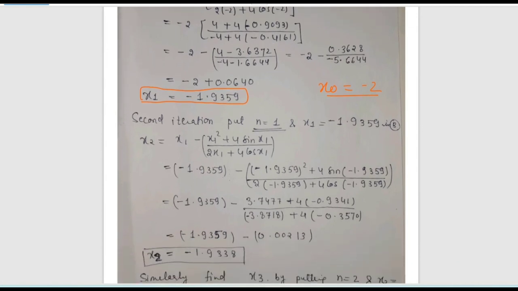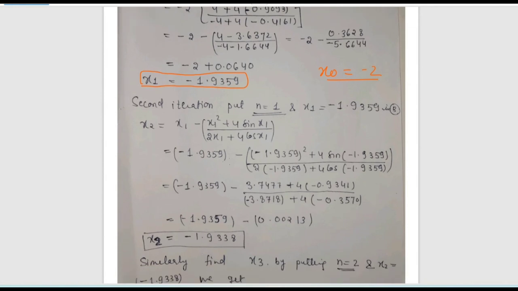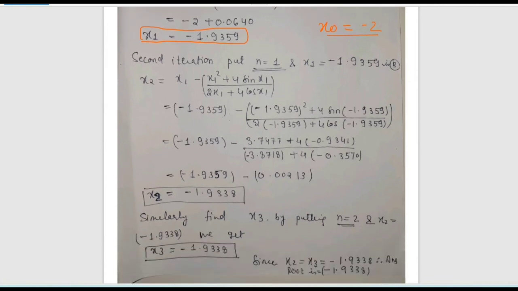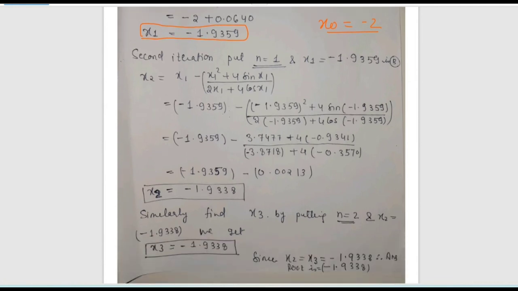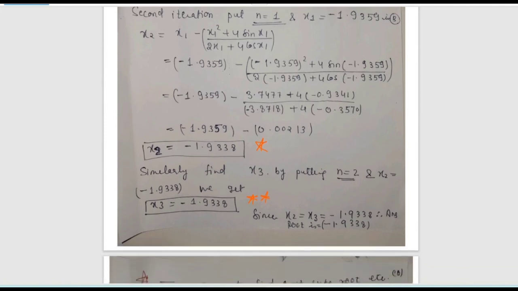Again, follow the same calculation by changing the mode of the calculator, so that you will get your answer in radian. So this is your x2, but these values are not matching up to 4 decimal places. So continue the iteration. Continue the iteration means you continue for n equals 2 and find x3. I have written the calculation directly. You will get minus 1.9338. It means your values x2 and x3 both are matching up to 4 decimal places. So you can stop here and write the answer.